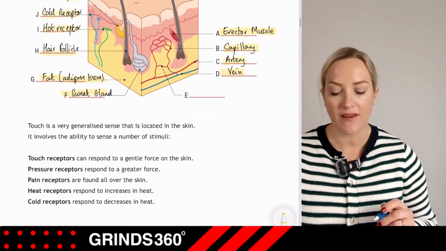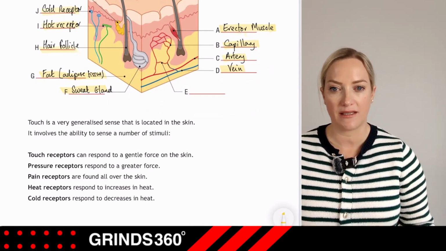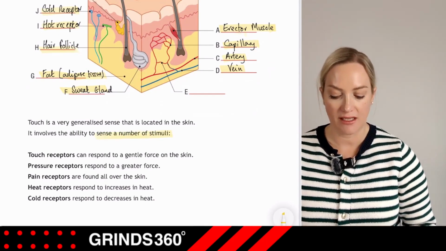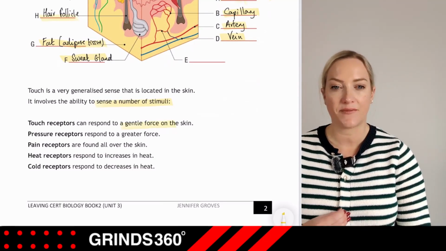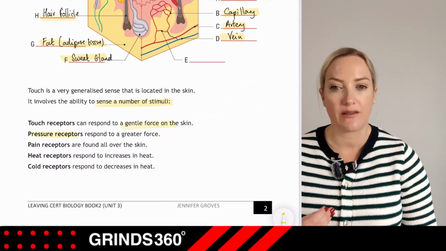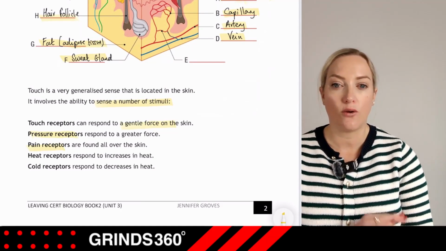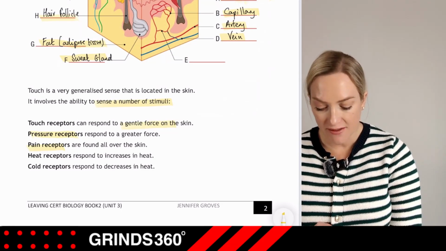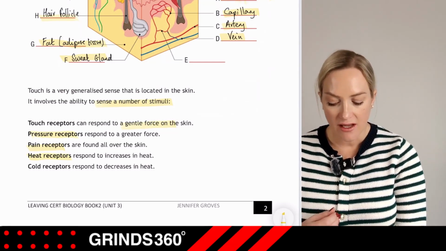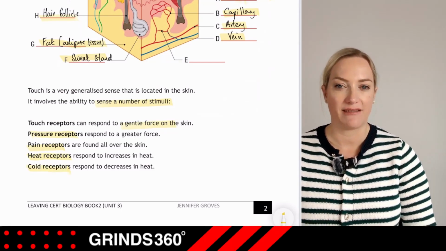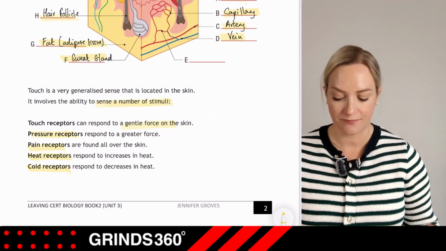So touch is a very generalized sense that's located in the skin. It involves the ability to sense a number of stimuli. Touch receptors can respond to a gentle force on the skin. Our pressure receptors can respond to a greater force on the skin. Pain receptors are found all over the skin. Your heat receptors respond to an increase in heat, and our cold receptors respond to a decrease in heat. So that's your touch.